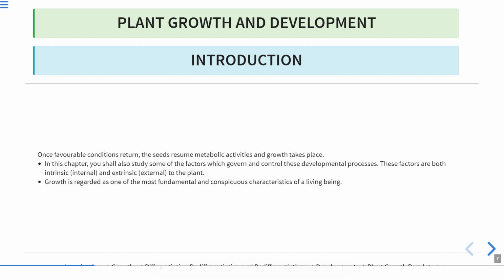Now, in this chapter, you shall also study some of the factors which govern and control these developmental processes. So we will see in this chapter what factors are responsible for and control the developmental process in the plant. These factors are both intrinsic, that is the internal factors, as well as extrinsic to the plant, meaning from the outside. The factors that are responsible for the growth of the plant are of two types: intrinsic, meaning within the plant, and extrinsic, coming from the outside.